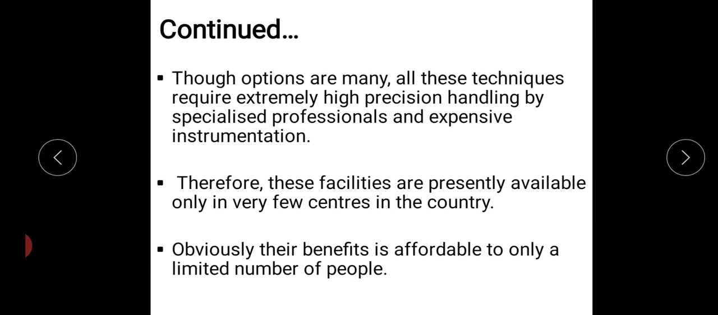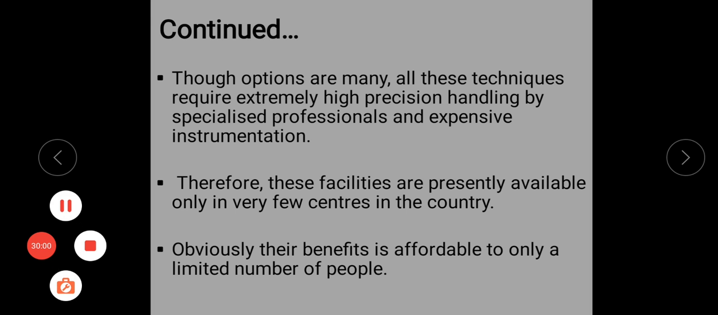All the techniques, all the methods, students, that we have talked about today, they all are what? Expensive instruments. Therefore these facilities are presently available only in a very few centers in the country, because they are very costly methods. So obviously their benefits are affordable to only a limited number of people. If we are talking about methods which are very expensive, specifically in India, then obviously only a few people can afford these kinds of techniques to remove infertility.